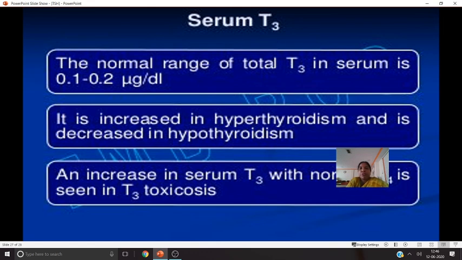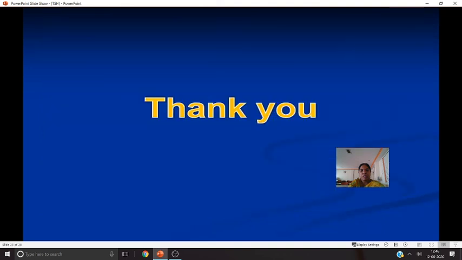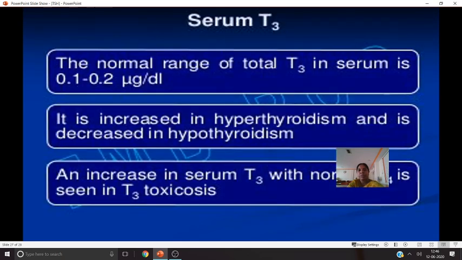The normal range of total T3 in serum is, you have to keep this in mind, 0.1 to 0.2 microgram per dl. It is increased in hyperthyroidism and decreased in hypo. And an increase in serum T3 with normal T4, as I told, is thyrotoxicosis. That you have to keep in mind. So this is the thyroid function test. Mostly you have to keep the T3, T4 and TSH.